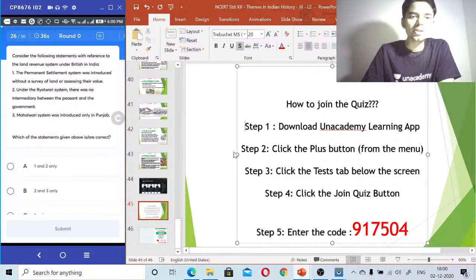26. Consider the following statements with reference to the land revenue system under British in India. 1. Permanent settlement system was introduced without a survey of land or assessing their value. 2. Under the Ryotwari system, there was no intermediary between the peasant and the government. 3. Mahalwari system was introduced only in Punjab. Choose the correct answer.